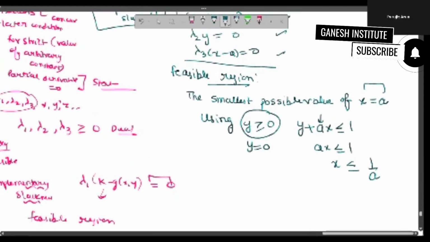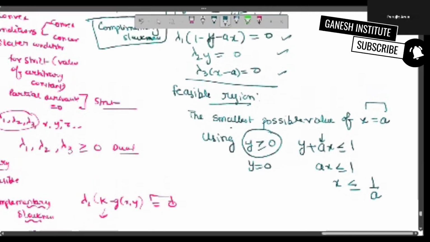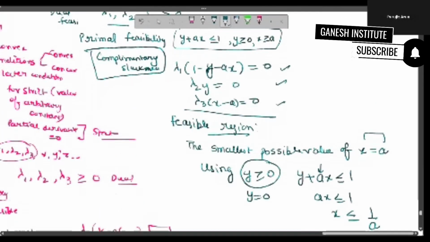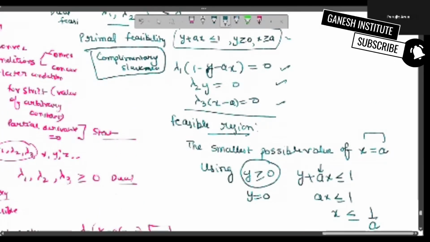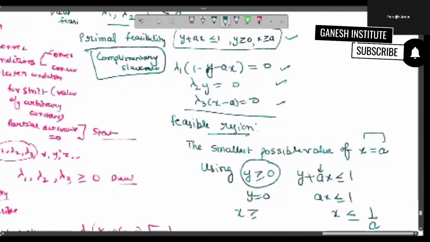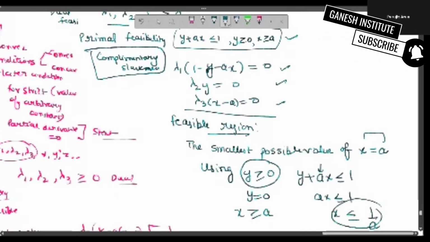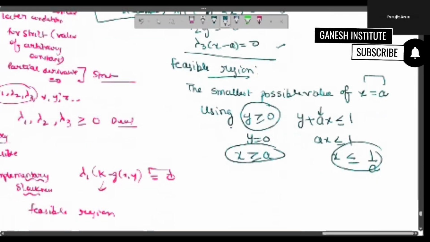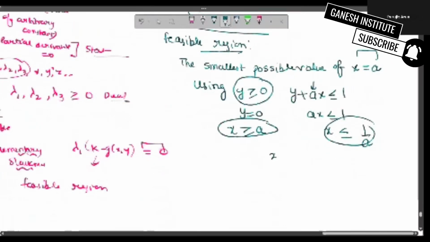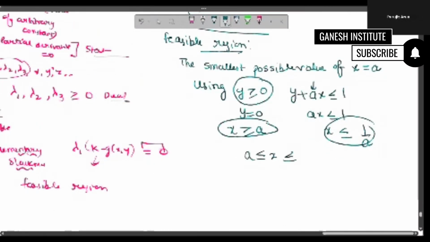Okay. I found out X less than or equal to A. So tell me, initially it started from x greater than or equal to a, and now I've found out x less than or equal to a. So that means x lies between a to 1 by a, right?